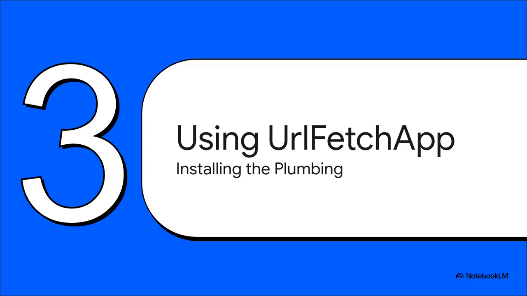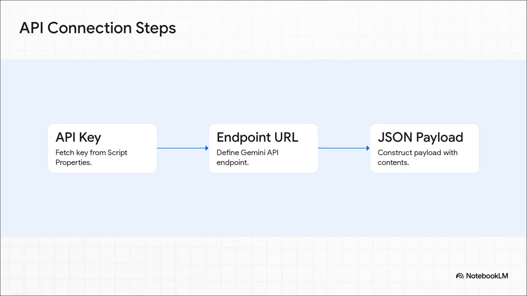All right, Section 3. Connecting using URL fetch app, installing the plumbing. So how do we actually connect to the Gemini API? You're going to use a built-in app script service called URL fetch app. It's basically a simple 3-step plumbing job. First, securely fetch your API key, which you're keeping safe in app script properties. Second, define the specific Gemini API endpoint URL you're targeting. And third, this is the big one, construct a JSON payload. This payload has to include a contents array, which is where your actual prompt lives. Once you write this URL fetch app utility function, you just reuse it across all your district tools.